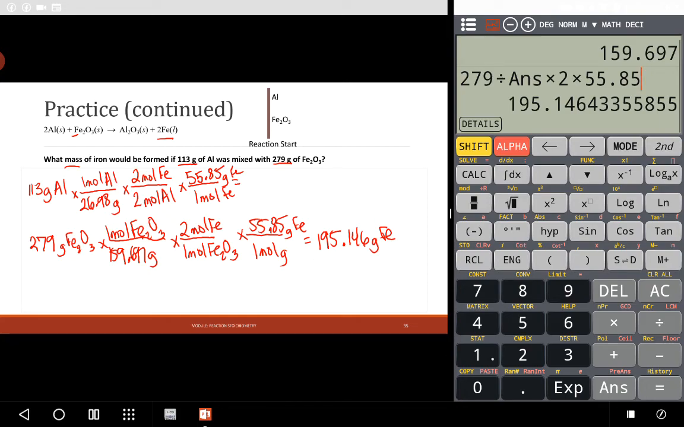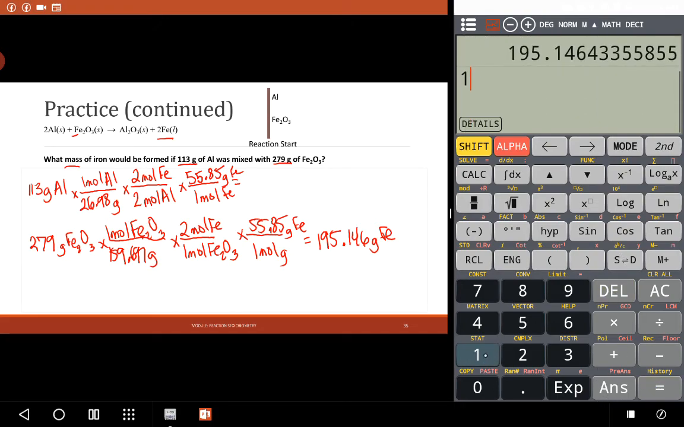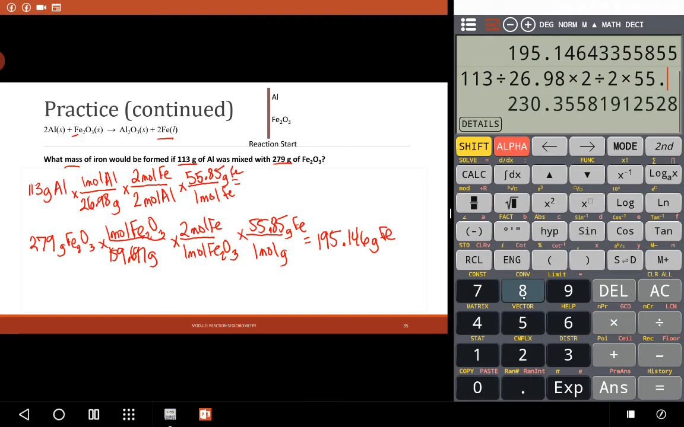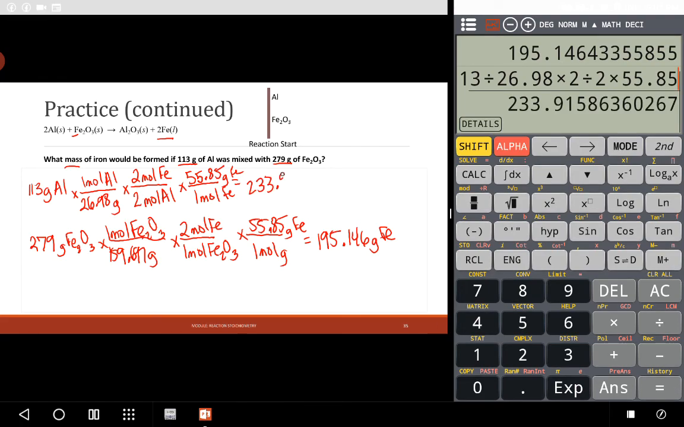What about in this first one? Okay, fine. Gotta hit enter first. Okay, 113 divided by 26.98 times 2 divided by 2 times 55.85. And so that's 233.691586 grams of Fe from that.